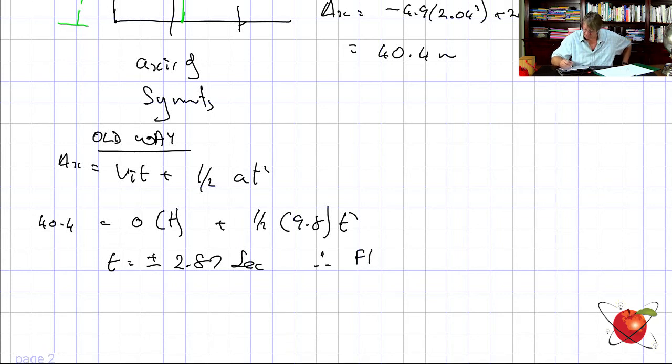Therefore, what is my flight time? Flight time is time up, which was 2.04, and down was 2.87, which is going to be 4.91.